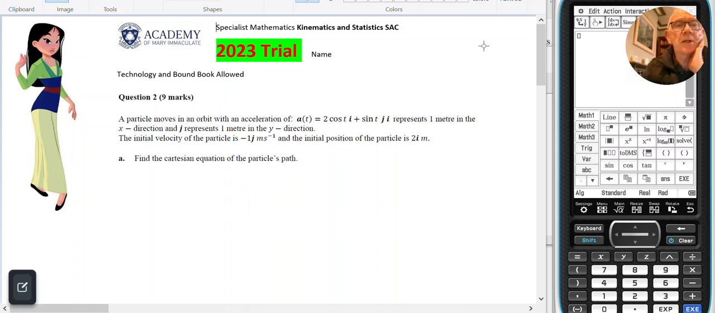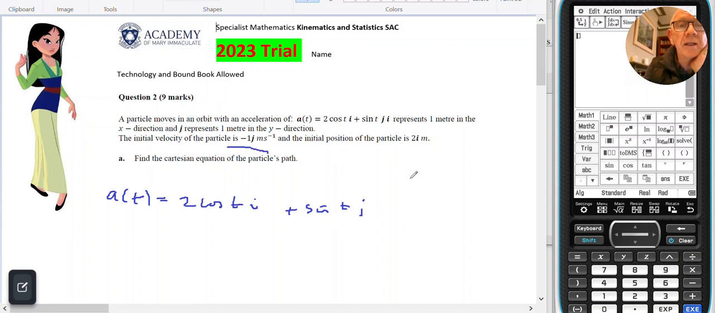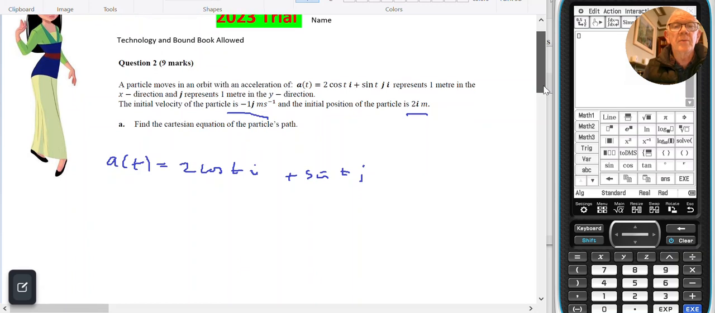Okay, question number 2. A particle moves in an orbit with an acceleration. I've been given the acceleration: a(t) = 2cos(t) i + sin(t) j. The initial velocity is -i - j, and the initial position is 2i. Find the equation of the particle's path.